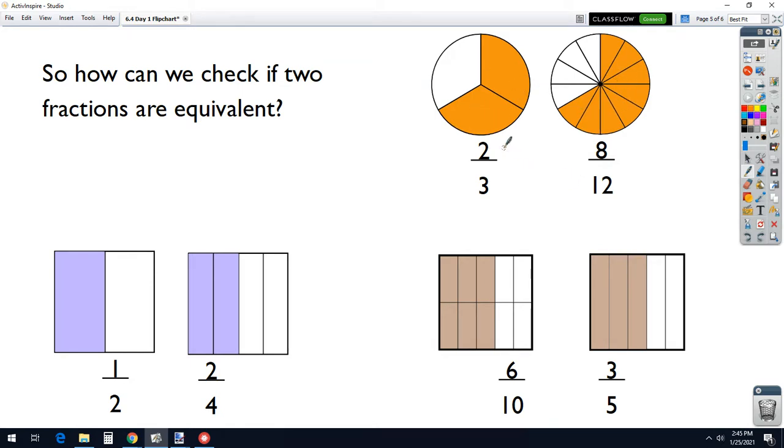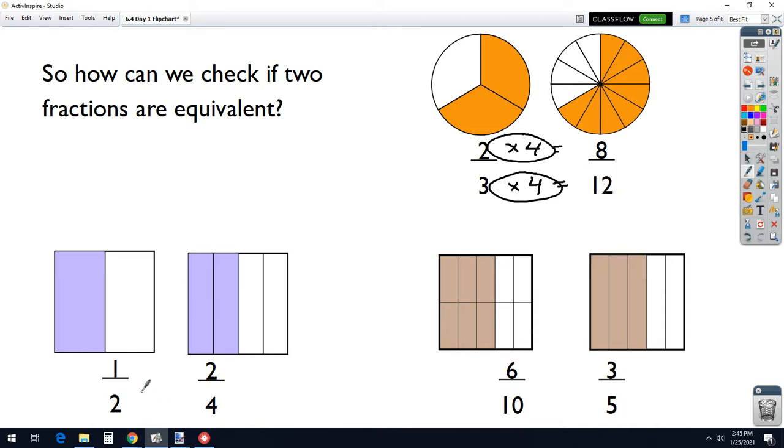Well, what did I do to 2 to make it 8? What did I do to 3 to make it 12? When we have equivalent fractions, we just do the same operation to the numerator as we do to our denominator. So let's see, 2 times what would give me 8? 2 times 4 gives me 8. So if I do that to the top, my numerator, I'm going to do the same thing to the bottom. I'm going to say 3 times 4 gives me 12. So notice we multiplied the numerator and the denominator by the same amount to write our equivalent fraction.